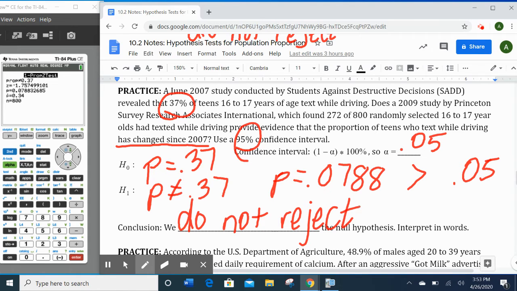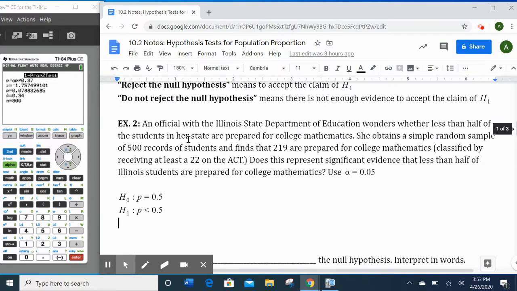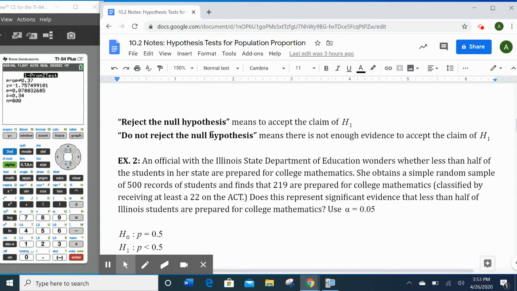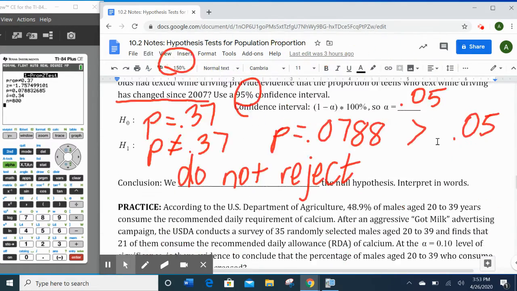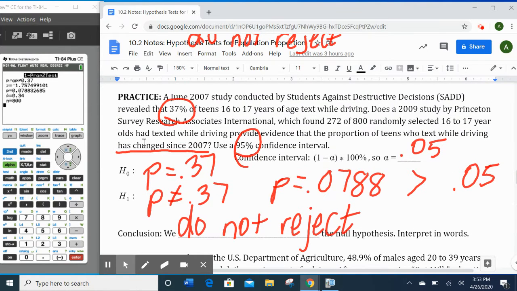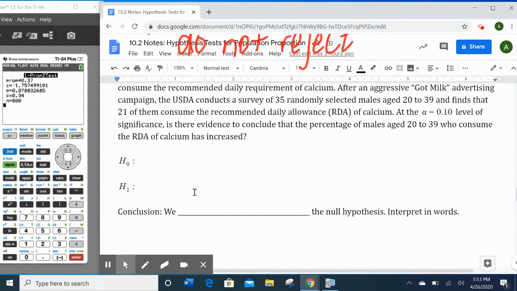So I do not reject the null hypothesis, which means, you can scroll back up to put it in the words, do not reject the null hypothesis means there's not enough evidence to accept the claim of the alternative hypothesis. There is not enough evidence to accept the conclusion that the proportion of 16 to 17-year-olds who text while driving has changed since 2007. There is not enough evidence to support it.